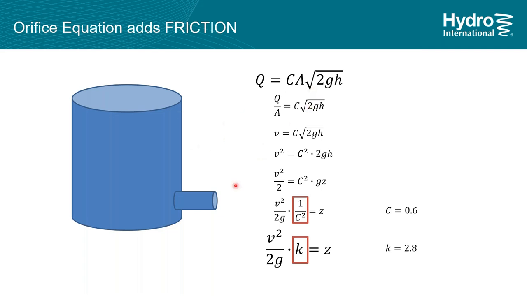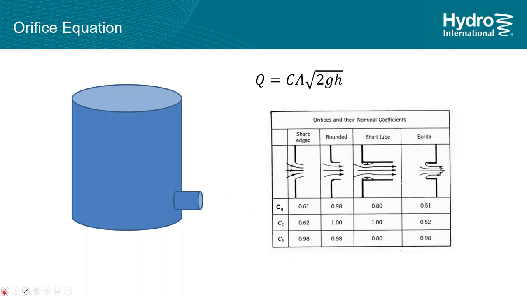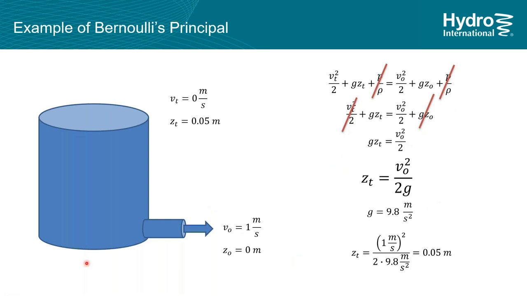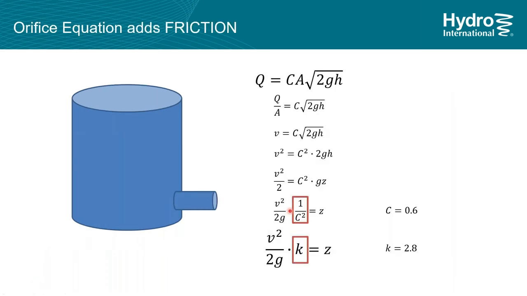And so when you add friction here, now I've done a bunch of math here, but the orifice equation is just a special form of Bernoulli's equation. I do some algebra, and as I do this algebra, you can see that I can get to the point where I have my V squared over 2G, which is what we're looking at right here. So we've got our V squared over 2G times a constant, and that constant is 1 over C squared. I subbed H for Z at some point here.